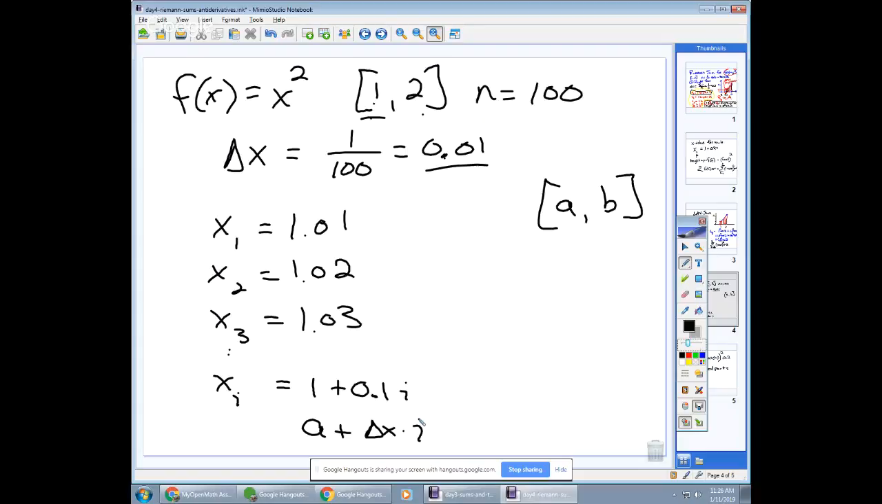Now I need to determine the formula for a rectangle. Well, I need the height. How do I get the height? Plug it into the function, right? So the height for a rectangle is just going to be to take this x value and square it. So take that 1 plus 0.1i and square it.